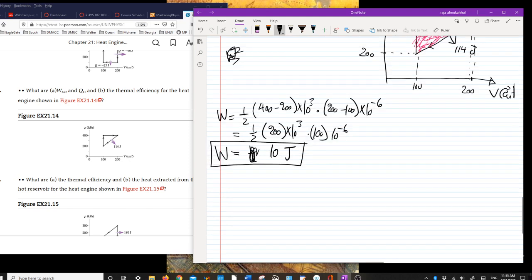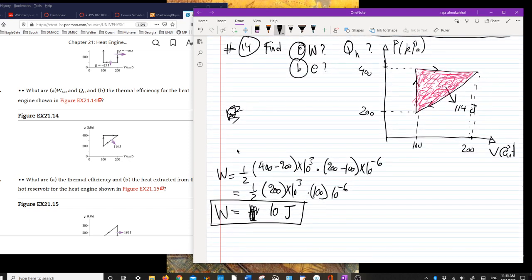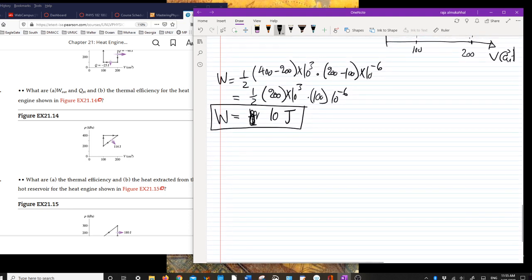Okay. Now, he also says find QH. Well, it says in the problem that this is the heat extracted. See that? This is heat extracted. So that's basically QC, that's basically the trick. So here, given QC is negative, what is it? 114 joule. Okay, the minus means heat extracted.